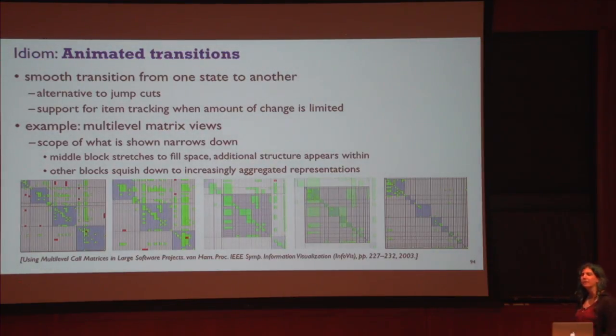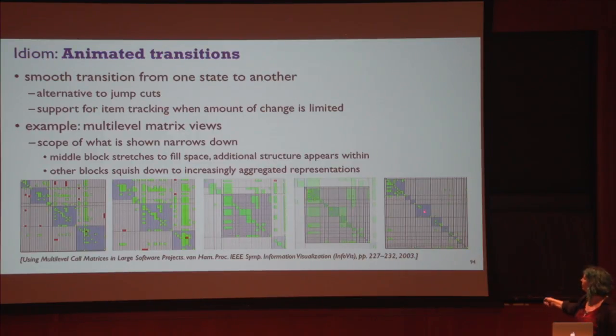Any kind of animation is a change over time. One of the pieces of wisdom that we have understood from a lot of empirical tests is that animated transitions from one state to another tend to be pretty powerful support as opposed to a simple jump cut of changing from one to the other. Because the problem is, here we've got a matrix view, this is actually looking at the hierarchical structure of a software package.